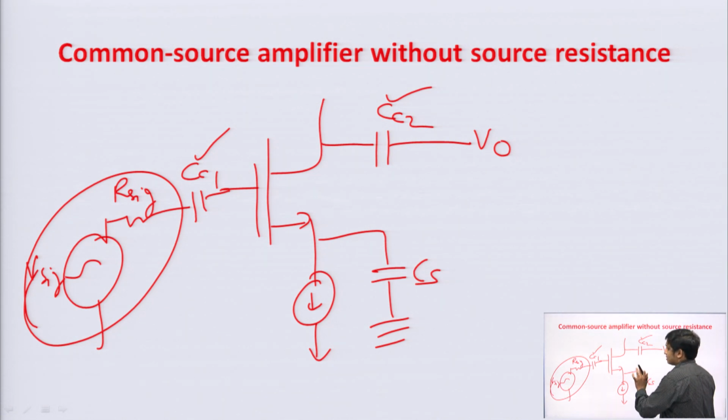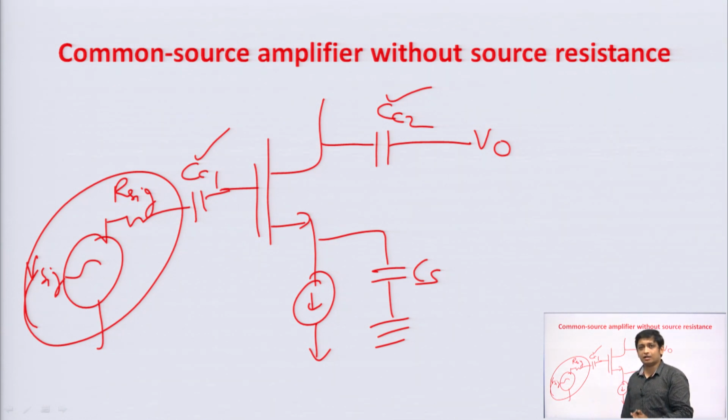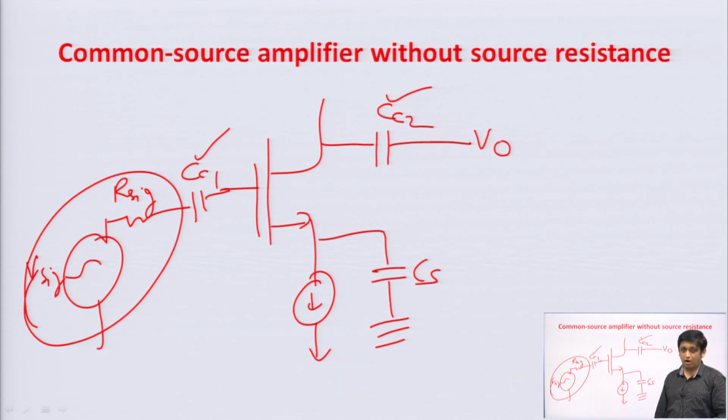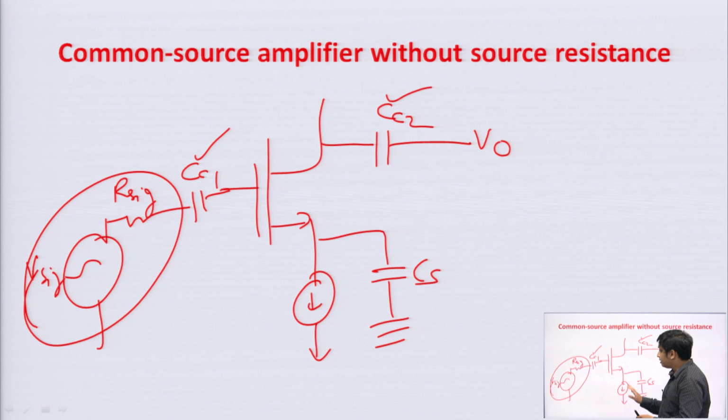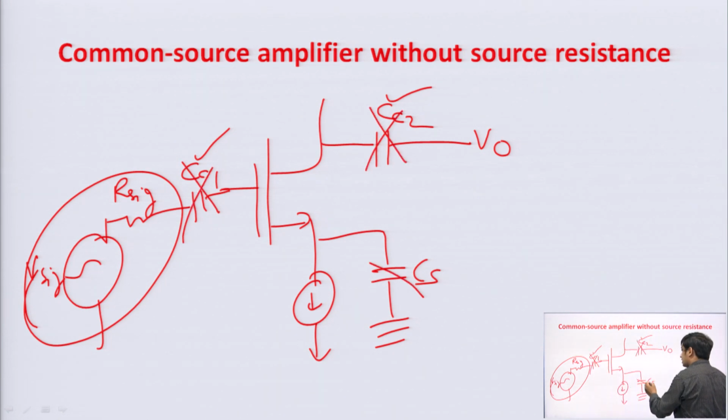For simplicity, we are going to consider that these capacitors are acting as a perfect short circuit, although these capacitors have an effect on frequency response and voltage gain, which I will discuss in unit 2. But here we are going to neglect the effect of CC1, CC2 and CS. We are just assuming that these capacitors are acting as a perfect short circuit, so they will not be there in the small signal analysis of the common source amplifier.